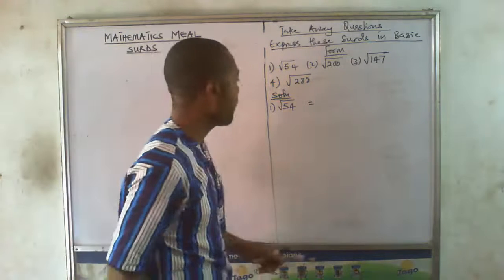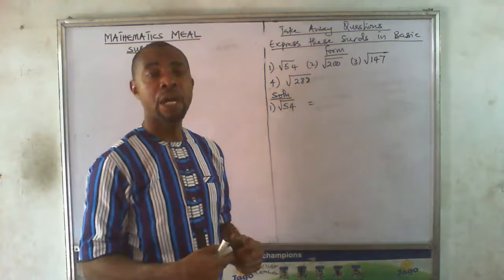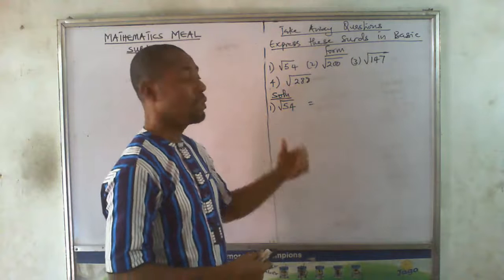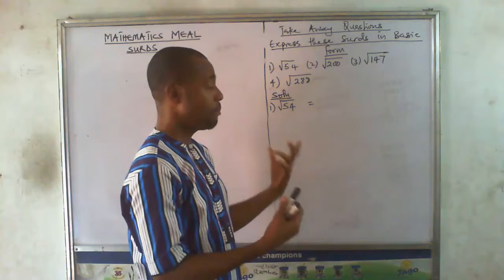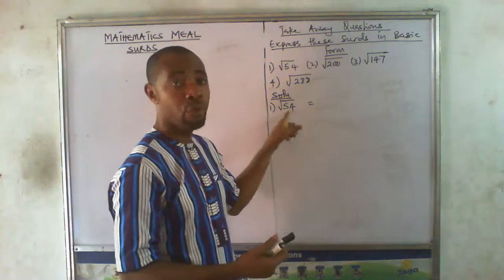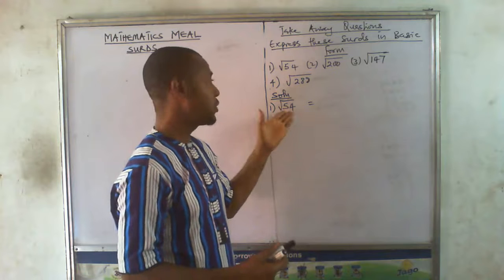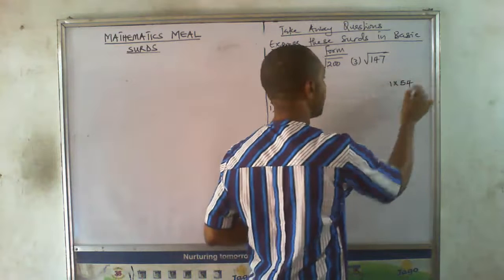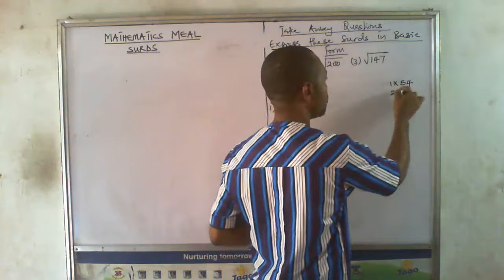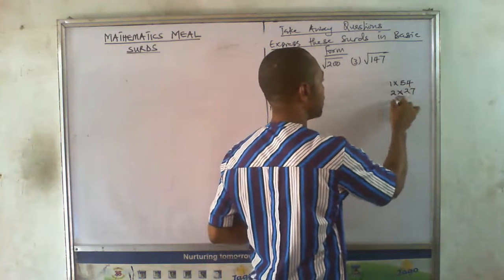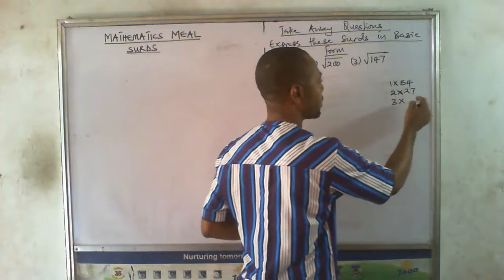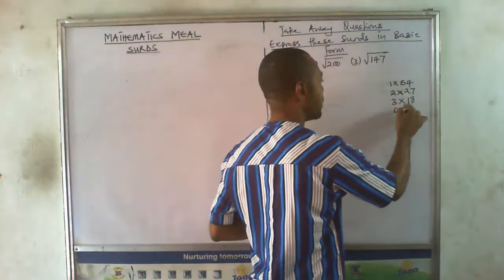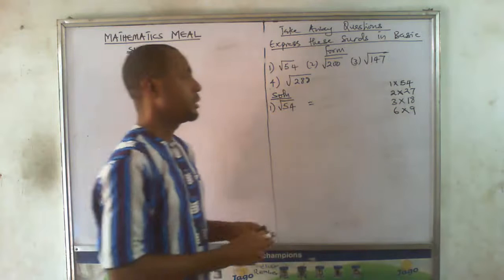All right. Now we say if we want to express a surd in basic form, we take note of the surd, then we find a pair of numbers that when you multiply them, you will form the number in the surd. So we need to list. We have 1 times 54. Numbers you multiply to give you 54. 2 times 27. 3 times 18. Then 4 cannot do that. Then 6 times 9.